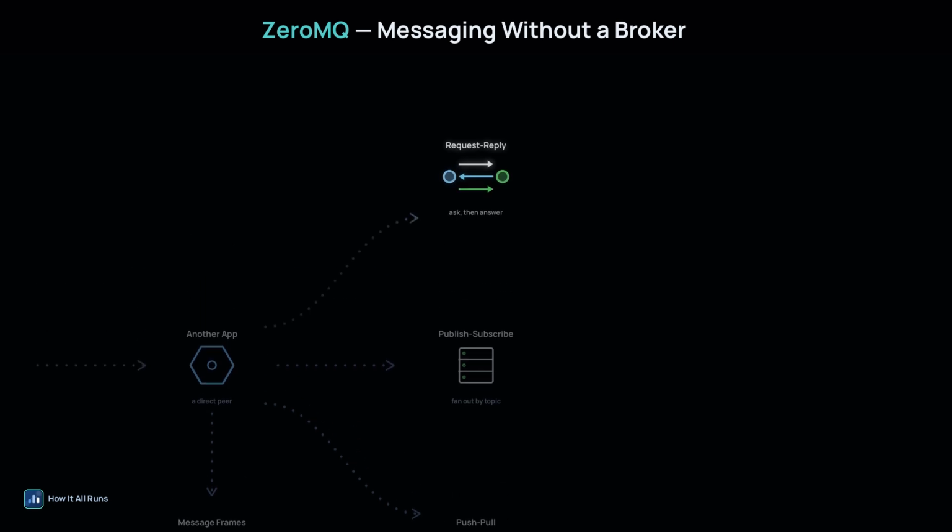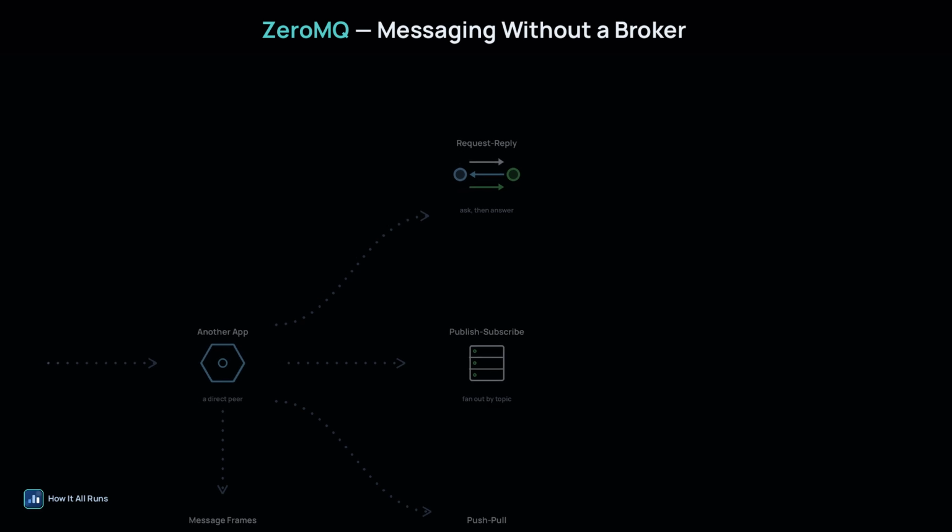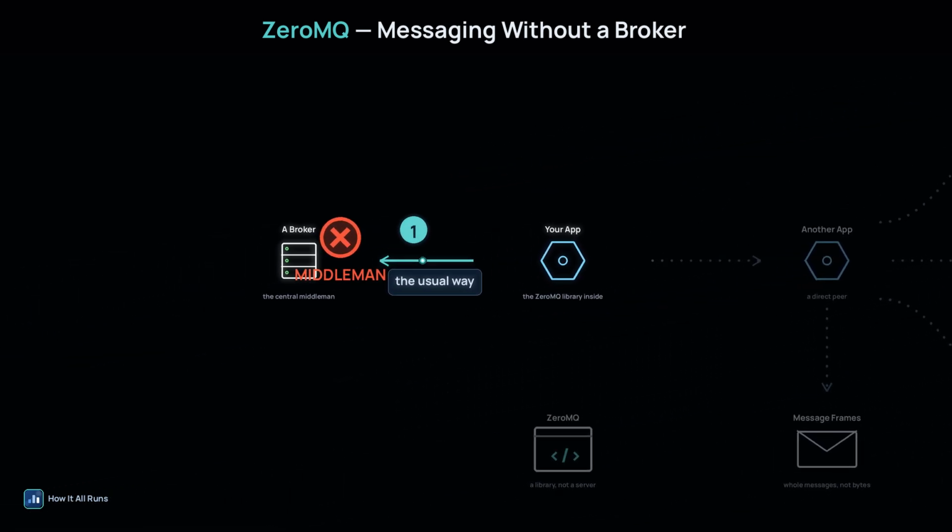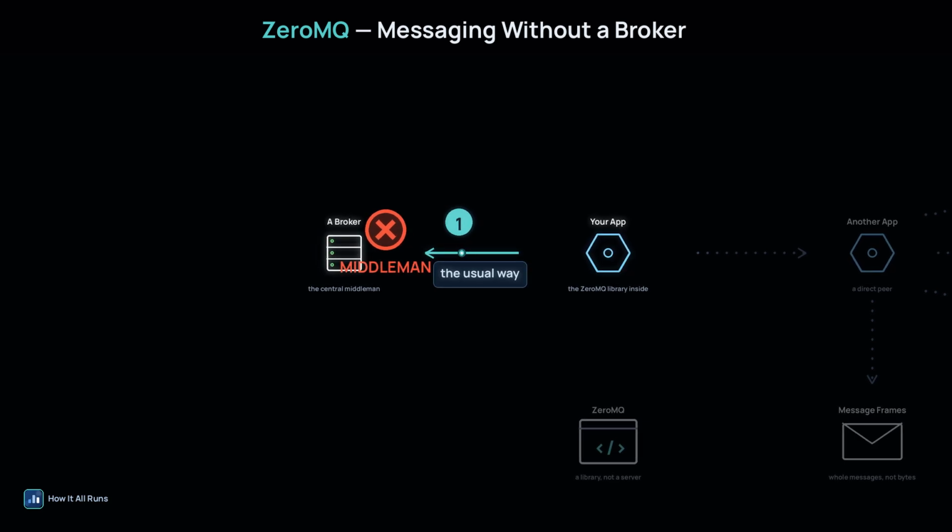And request reply gives you the simplest shape of all. One side asks, the other answers in lockstep. Let's walk through how a brokerless library pulls all of this off. Slow motion. First, the world ZeroMQ is reacting to. In the classic setup, your app doesn't talk to anyone directly. It hands every message to a broker, and the broker takes responsibility for delivering it onward.